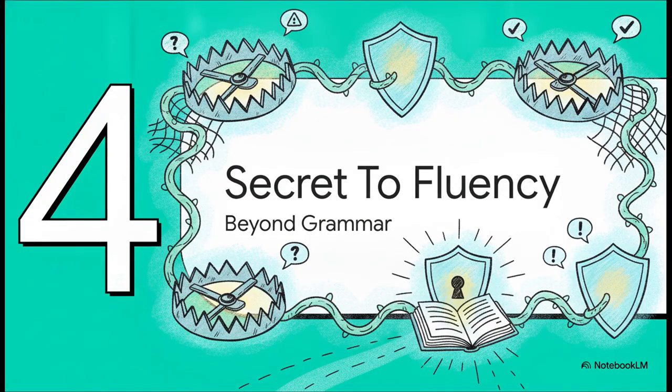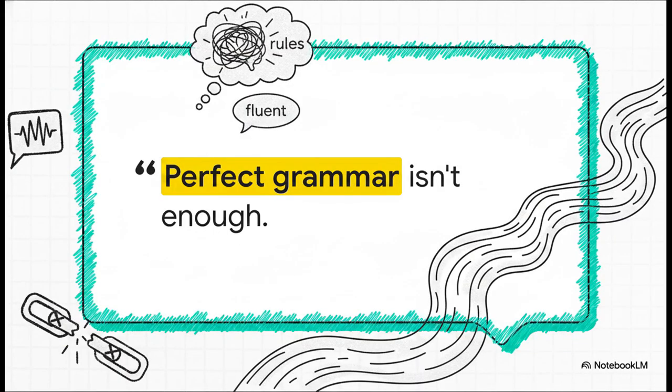Moving into our final section, the secret to fluency, looking beyond perfect grammar. This is such a powerful realization for learners. Perfect grammar just isn't enough. Honestly, you can sit and memorize grammar rules all day long, but that alone isn't going to give you a natural accent or a fluent rhythm. Natural English comes from learning complete phrases, not just stringing together individual words based on some rigid formula.